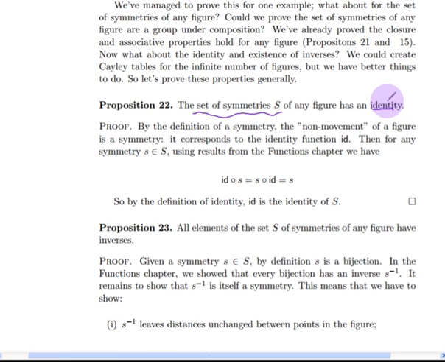Well, one of the symmetries is simply not moving the figure at all, and that's the identity function. And indeed, the identity function composed with any other function is going to give you that other function. So we do have an identity. That's the non-moving symmetry.